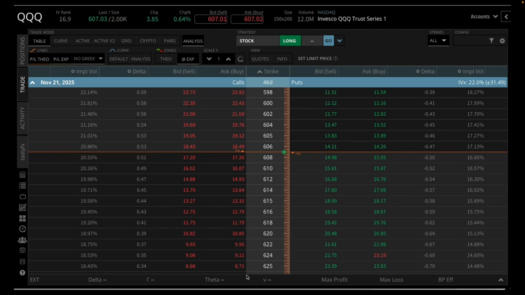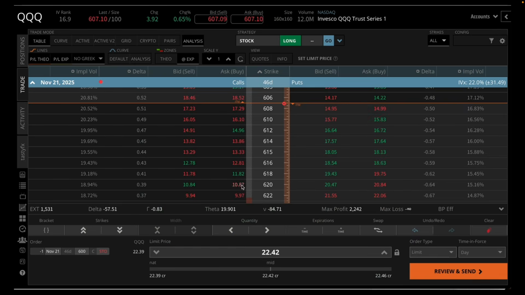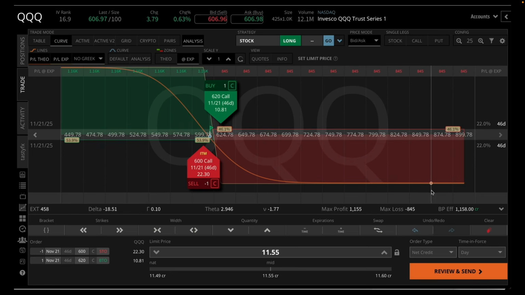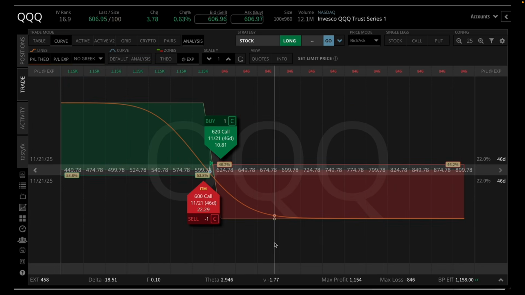Let's hop back into the Tastytrade platform here where I have the queues populated. And let's say that I am interested in entering into a bear call spread. I'm in the November 21st, 2025 options expiration cycle, and I'm going to sell the 600 strike call option. And I'm also going to turn around and purchase the 620 strike call option to complete a fairly aggressive bear call spread. We can see that I have negative delta of 18 with this structure, positive theta of just shy of 3, a max profit of $1,154, and a max loss of $845.